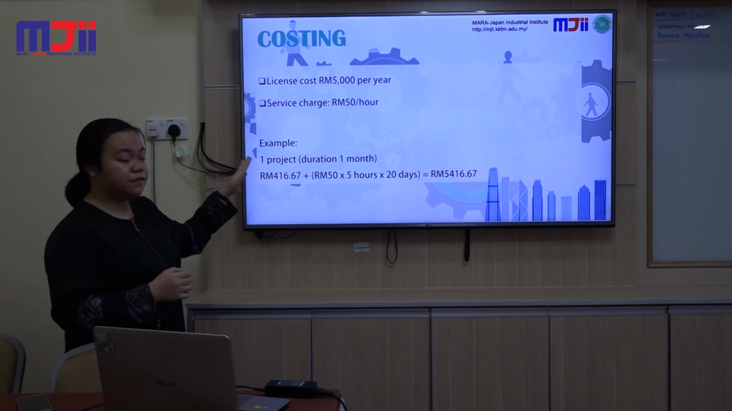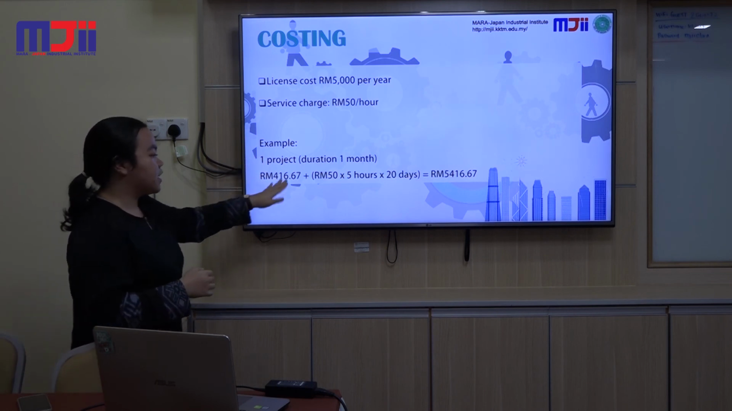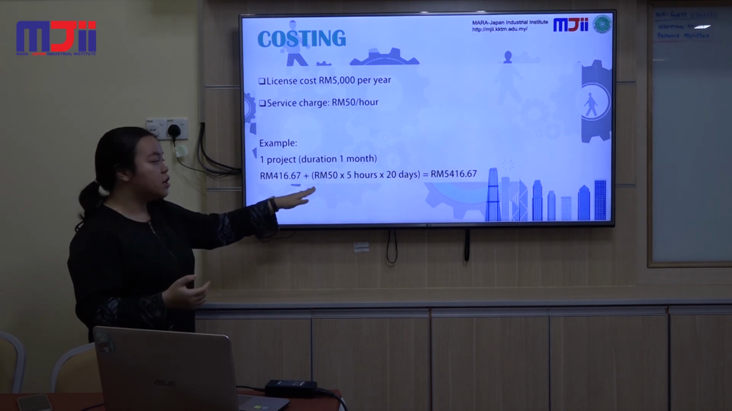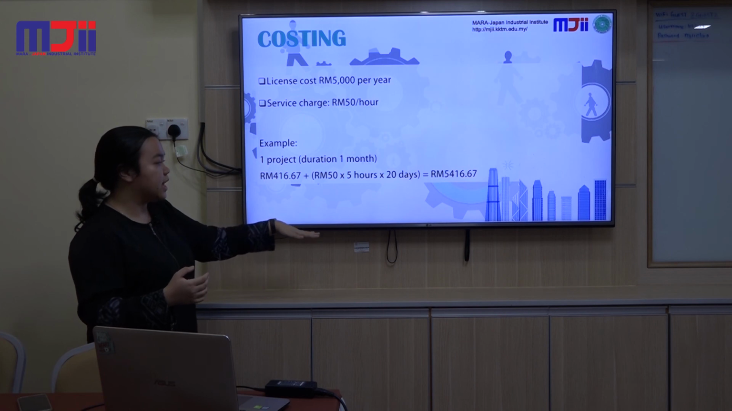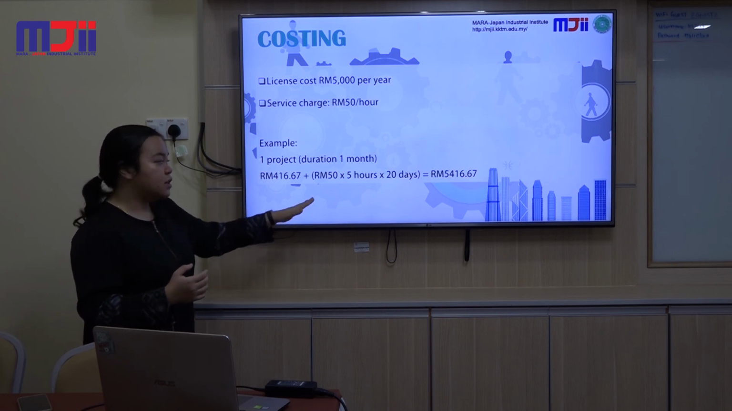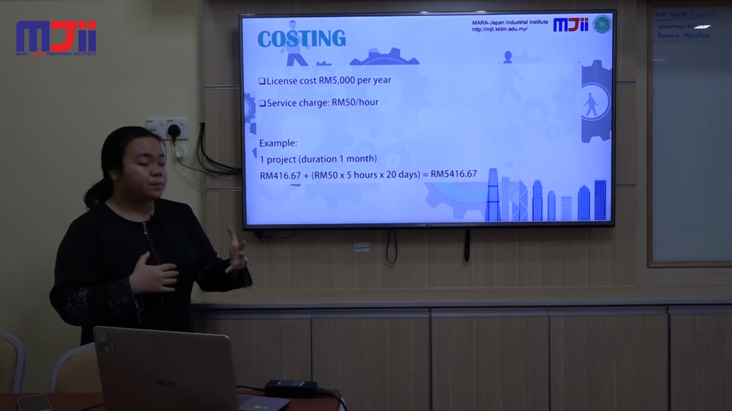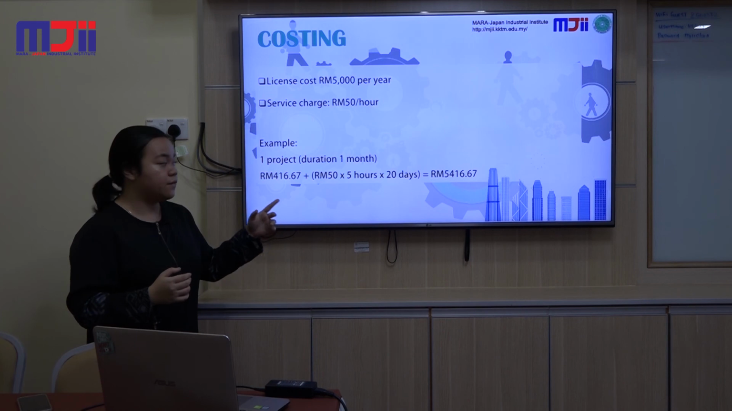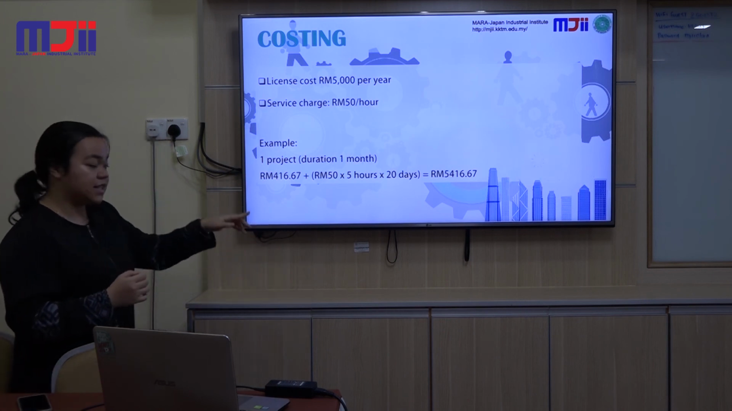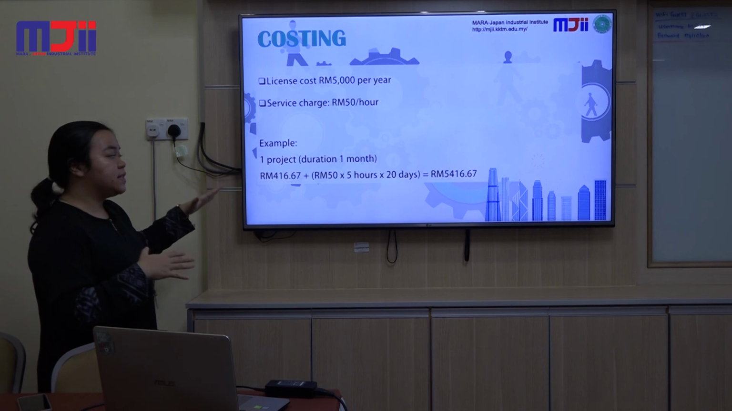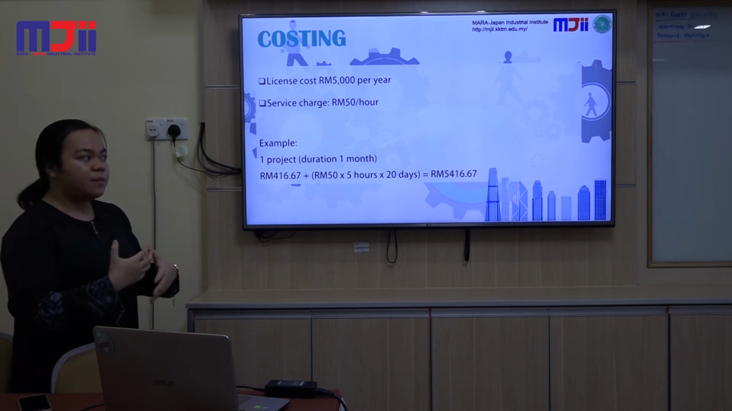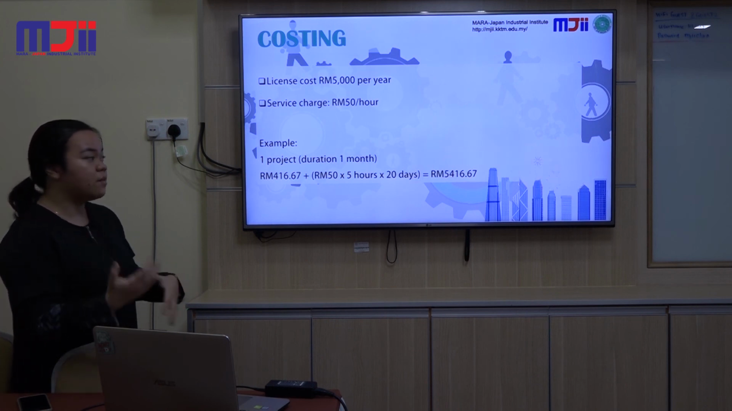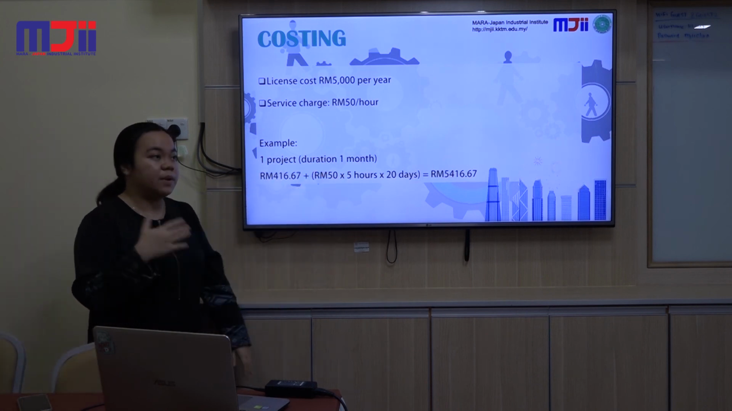And I'm charging 50 ringgit per hour for my service. For 5 hours, which means in one day I spend about 5 hours, and for an average of 20 days, I do my project. So I multiply them. For one project, which takes about 1 month, the cost is about 5,416 ringgit and 67 cents. And this is the most basic, the easiest project. When my project is complicated and has a more intricate design, maybe I'll take about 3-4 months, then this can multiply according to how many months it takes.